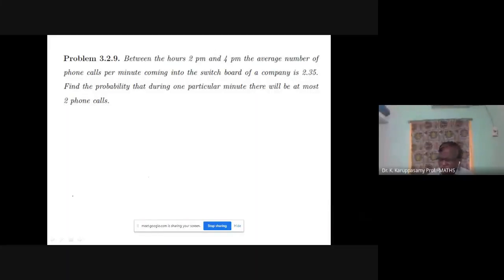So in Poisson distribution, the mean is equal to lambda. Mean, variance, everything is lambda. The average number of phone calls is given, so you are given the lambda value: lambda equal to 2.35.